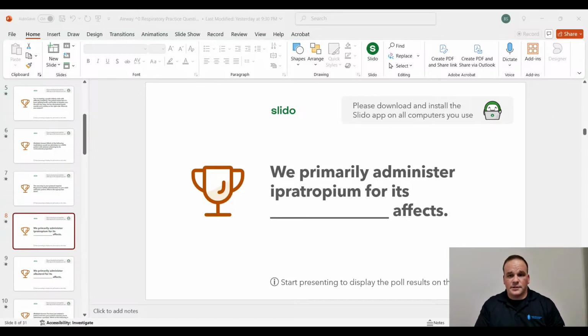Okay, so we already answered this question about ipratropium. It's an anticholinergic. Fantastic job. We primarily administer albuterol for its blank effects.